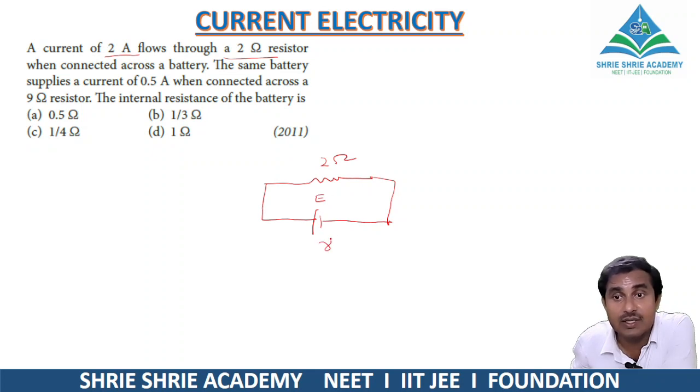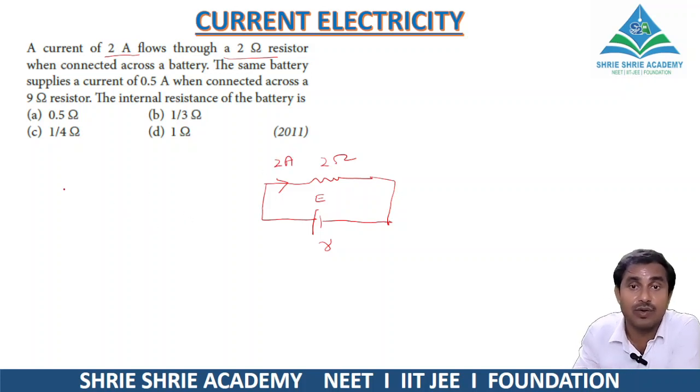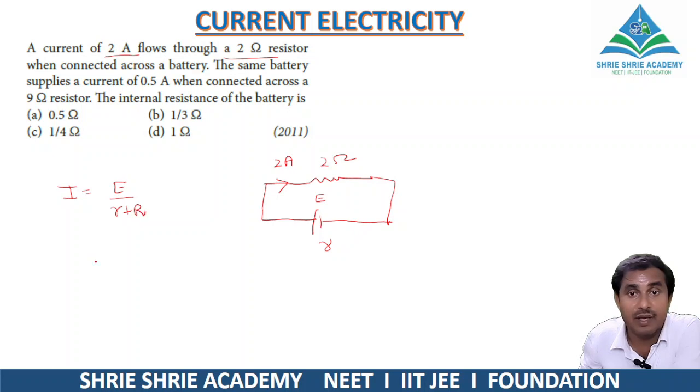Internal resistance you don't know. Current is also given to you, right? 2 ampere. So first you will write two equations. First you will write the current equation: I is equal to E divided by small r plus capital R, when internal resistance is given.